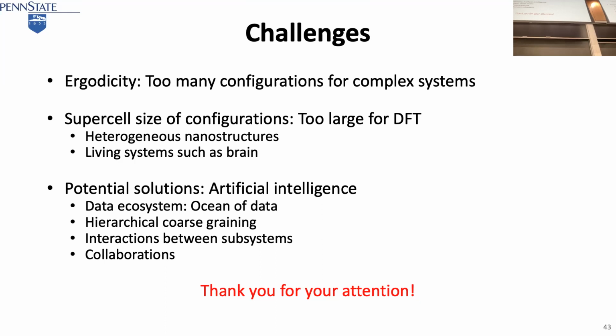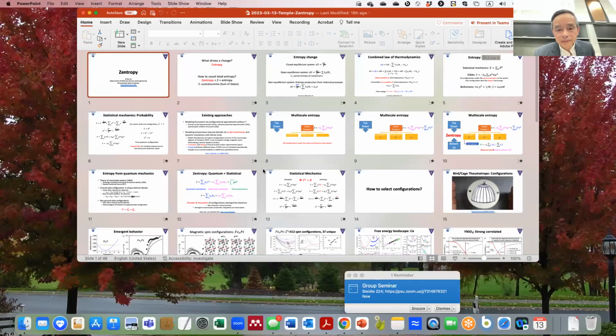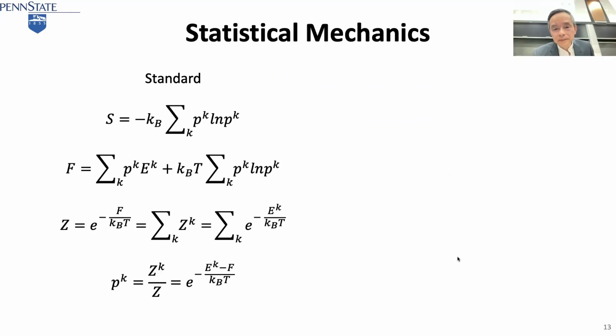The conventional, what I call standard statistical mechanics, it's this one. So this is statistical mechanics. The left side is free energy. The right side is internal energy. So our change is that we need to change the right side to free energy too.